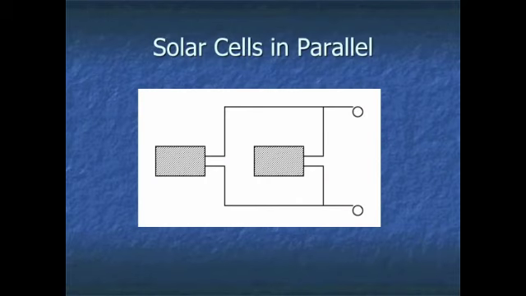When constructing large PV panels, smaller panels can be wired in parallel. A parallel connection means the panels are connected across the same 2 points. A parallel connection increases current, but not voltage.